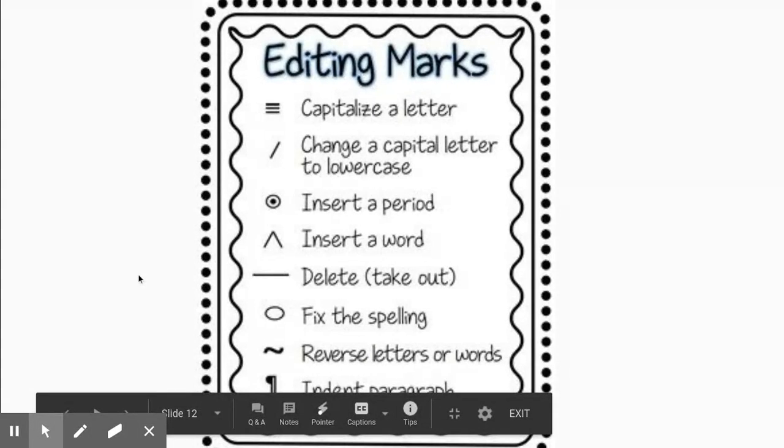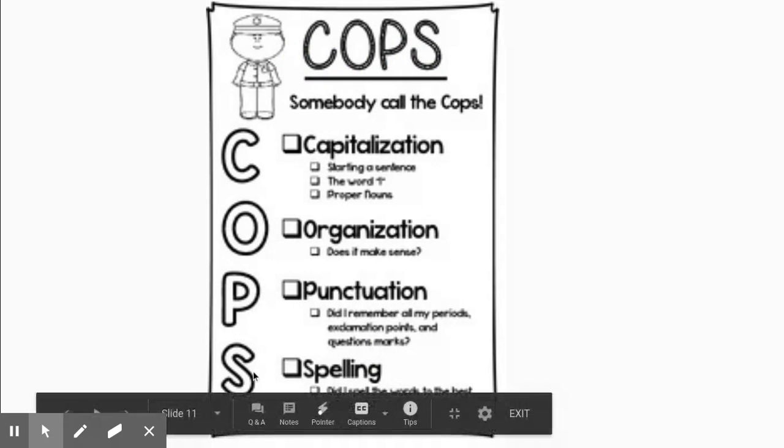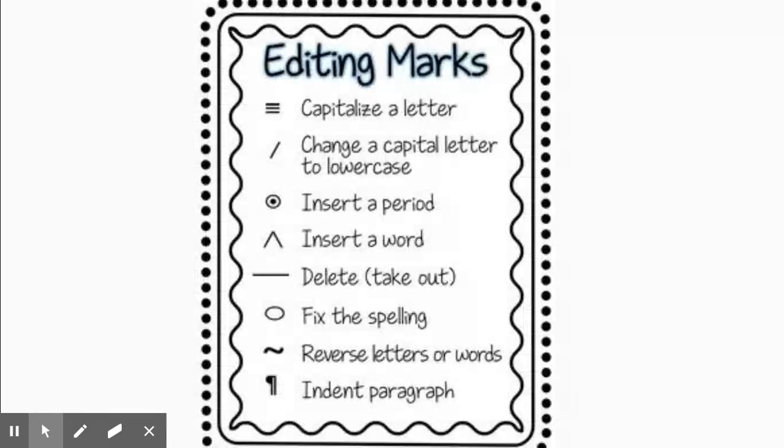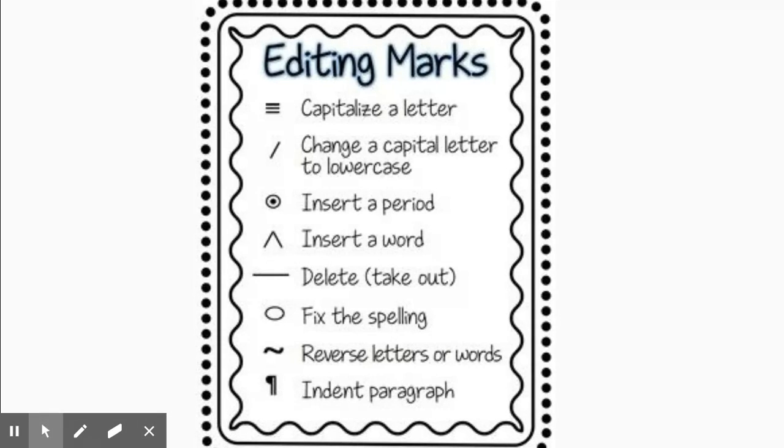For now, what I would like you to do is in your journal or on a scrap piece of paper, write the word C.O.P.S, just like I did. When you're ready, you will push pause and use these editing marks to go through your entire personal narrative and look at your capitalization, organization, punctuation, and spelling.